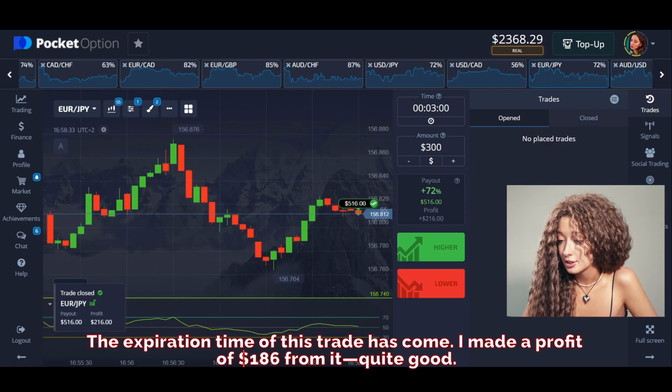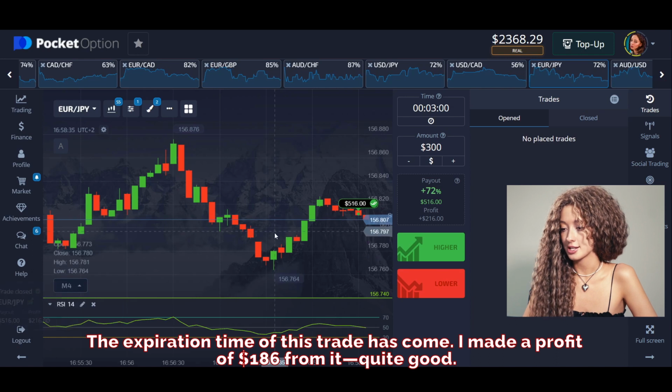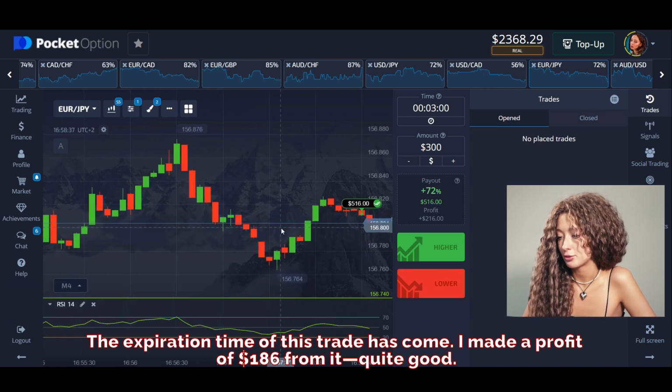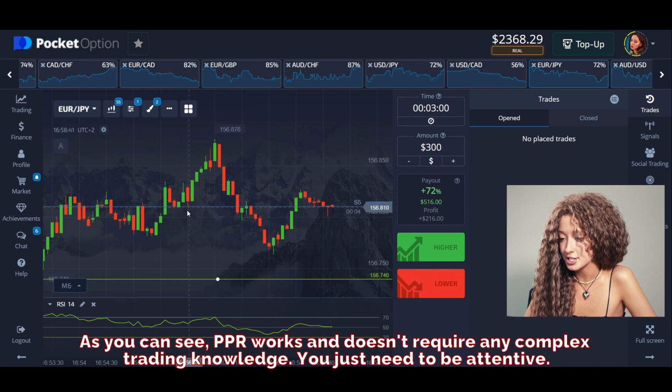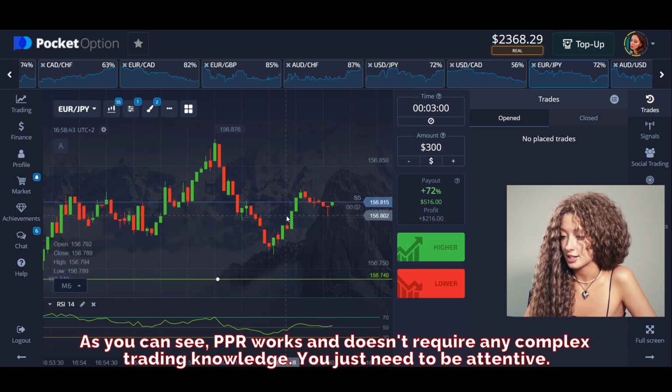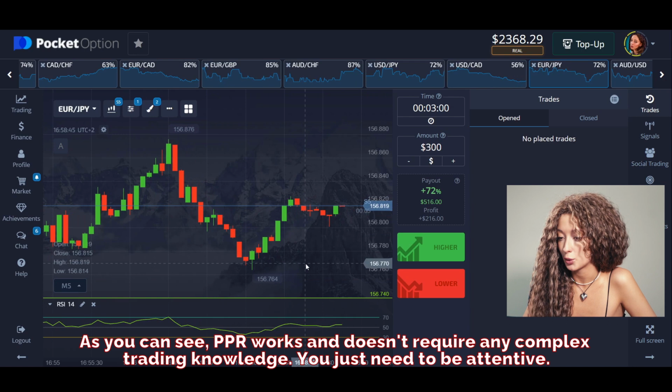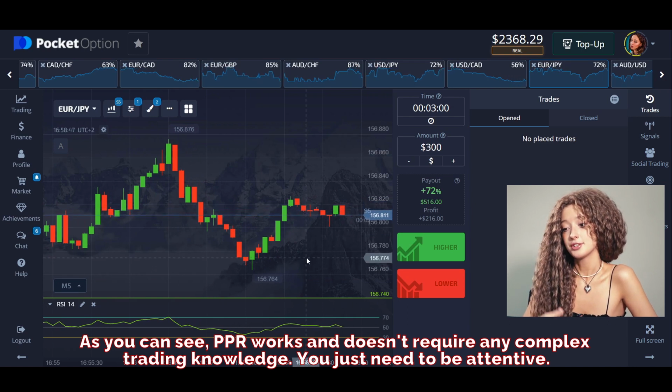The expiration time of this trade has come. I made a profit of $186 from it, quite good. As you can see, PPR works and doesn't require any complex trading knowledge. You just need to be attentive.